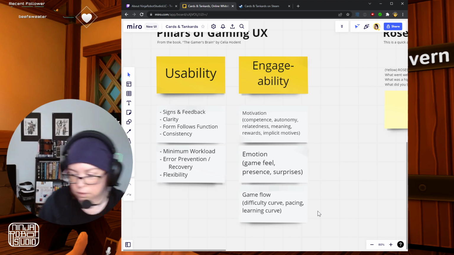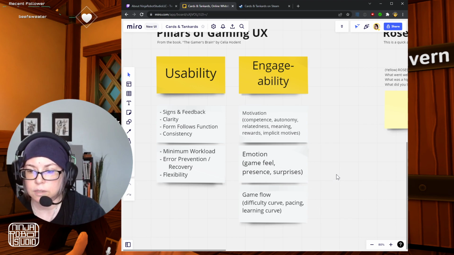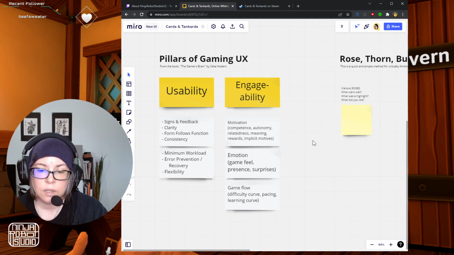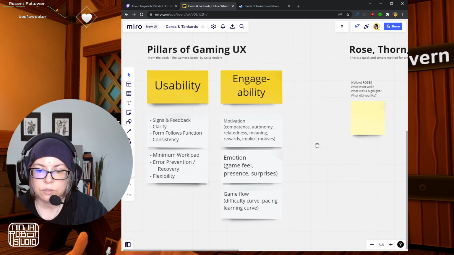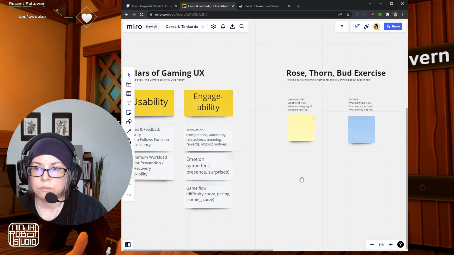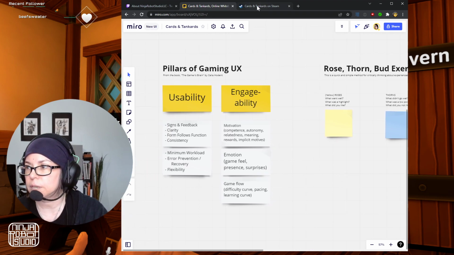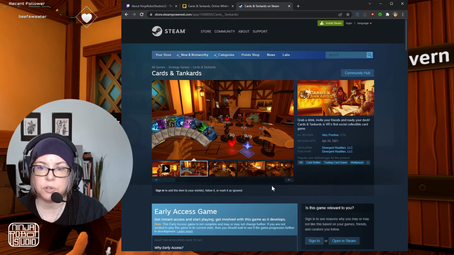That is a very good book that I recommend everyone get if they can. She does have some other books as well that I haven't had a chance to read yet. And this is the Rose Thorn Bud exercise we'll be doing later. So let's talk about Cards and Tankards. That's the game we're going to be playing today.